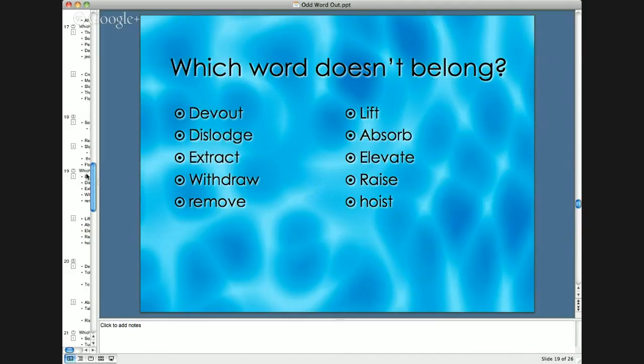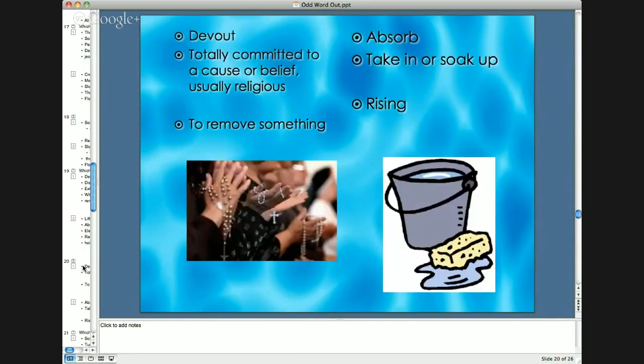Dislodge means to get something out that was stuck, right? Maybe you dislodge, I don't know, something from the pipes of the sink, something stuck in there. And then withdraw means to take away. So the answer must be devout. This means totally committed to a cause or belief, and usually this is related to being religious. So a devout Christian or a devout Catholic, for example. And we could see in this picture to remind you. The rest, like I said, have to do with removing something.